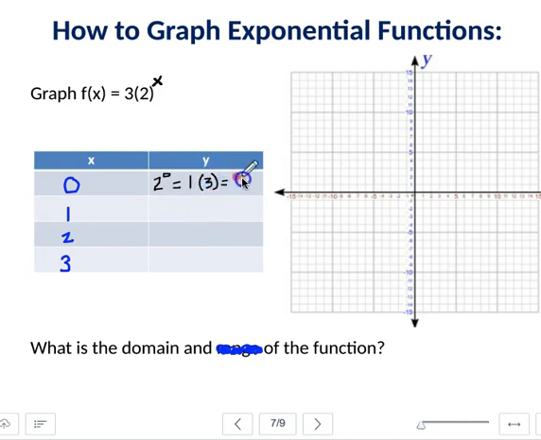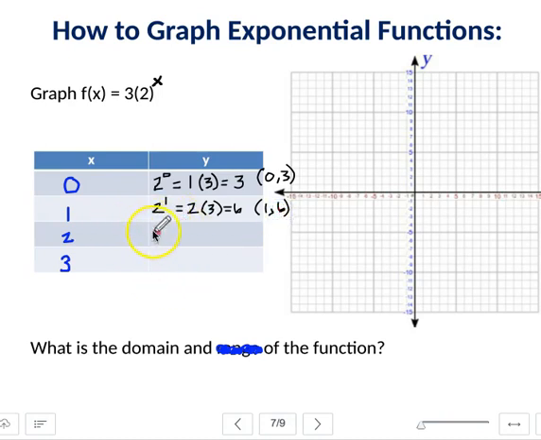And when we do that, we get 3. 1 times 3 is 3. So my first coordinate that I'm going to plot is going to be (0, 3). The next coordinate, when I plug x equals 1 in, I'm going to do the exponent first, 2 to the first power, and I know that's the same as 2 times itself one time, which is 2. Then we're going to multiply it times 3, and I get 6. So my next coordinate will be, when x is 1, the y coordinate will be 6.